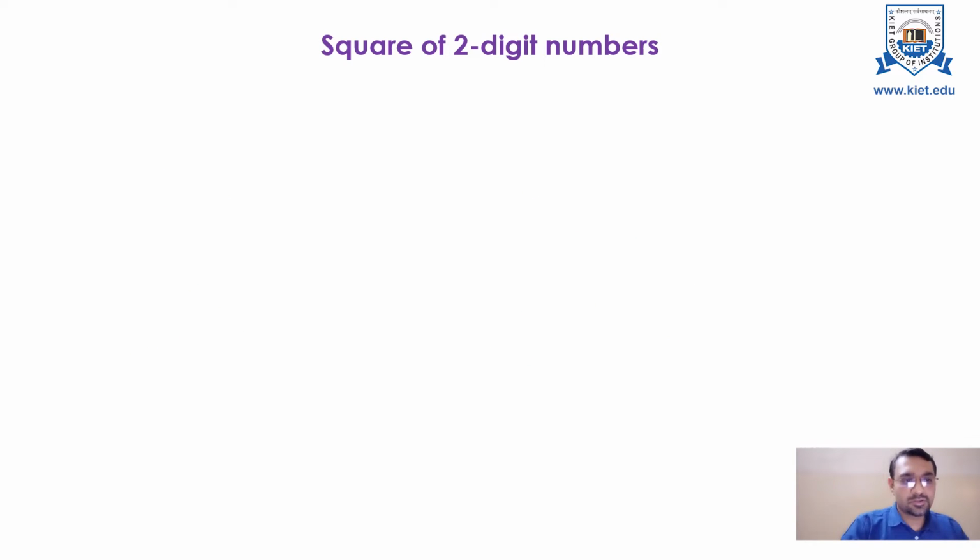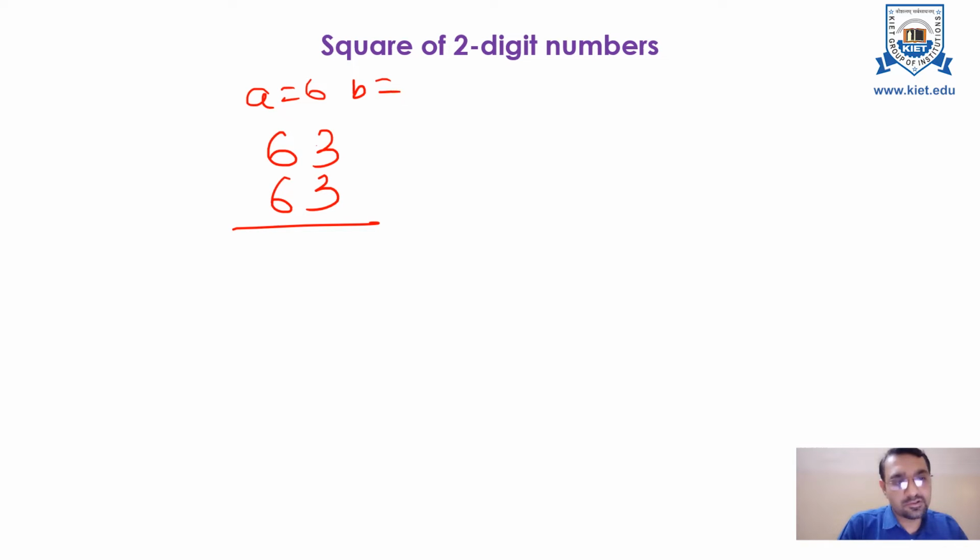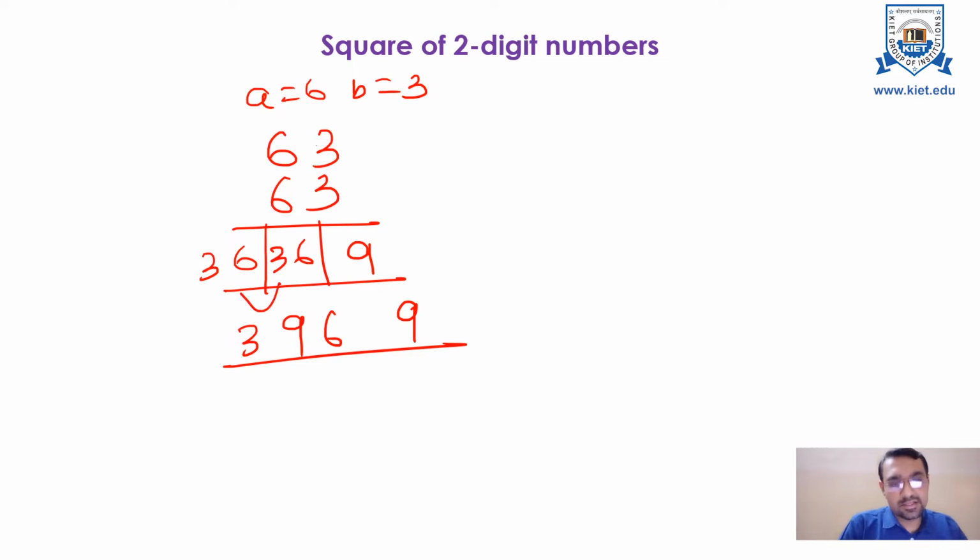Okay, one more example I am going to take. Let's say you have to find the square of 63. Let's say a is 6 and b is equal to 3. First you find the b square. 3 square is 9, 6 square is 36, twice ab: 6 3 is 18, 18 multiplied by 2 is 36. So 9, 6 and take 3 as carry, 36 plus 3, 39, 3969. Similarly you can find the square of any number. So let's say the next number is 74.